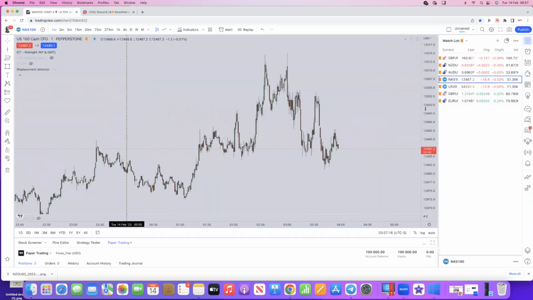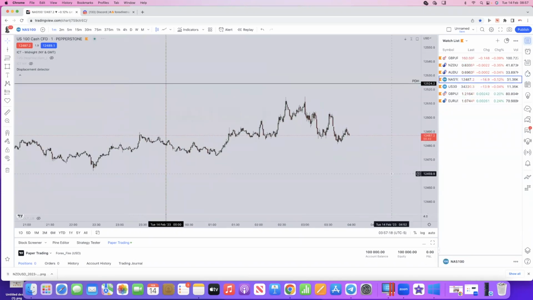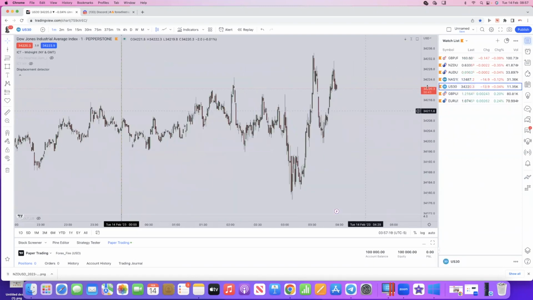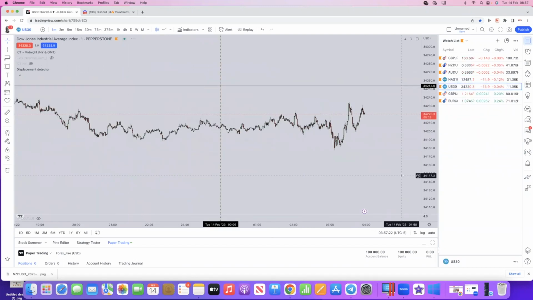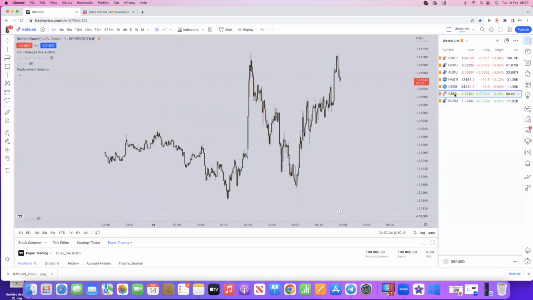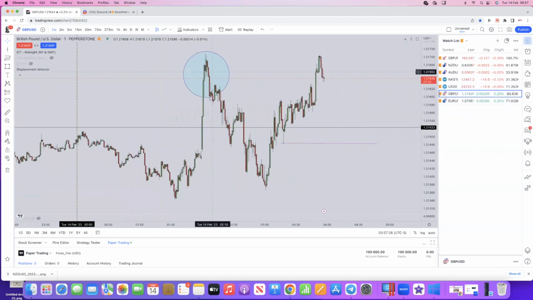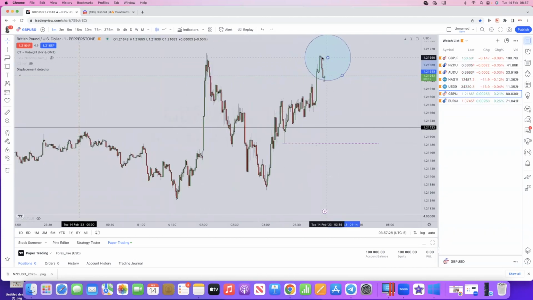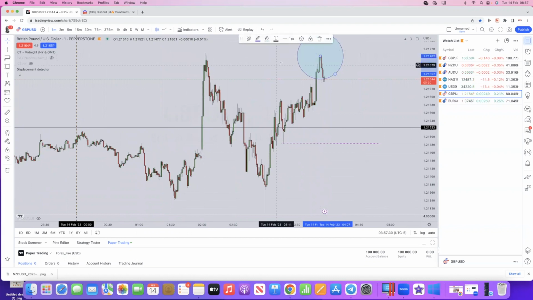Let's go to the NAS. Nothing's happening. The US 30. Again, nothing happening. The GBP USD. We've now got a structure high. Or have we? This candle here. Looking at the high there.